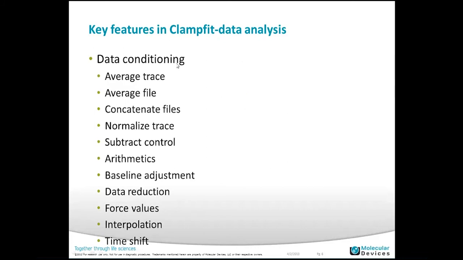Except for that, for Clampfit data analysis, we also have some data conditioning. For example, you can average the traces, combine the traces together, normalize the traces, and subtract the traces. You can also do some calculation between two traces, do baseline adjustment, reduce the data points, force some values onto your data trace, and also move or shift the peak of the data points.